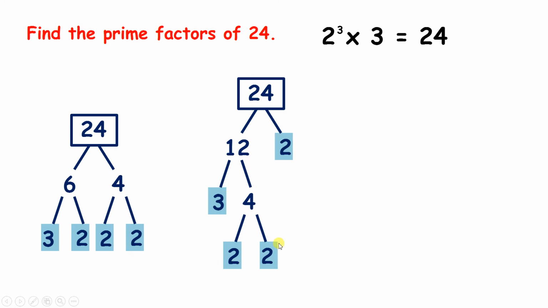And because we're multiplying by 2 3 times, we can write a small 3 next to 2, because 2 and then a small 3 means 2 times 2 times 2. And we say 2 cubed. So 2 cubed times 3 equals 24.